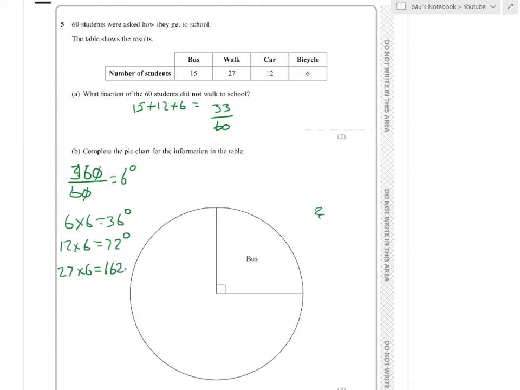So now you would use a protractor to fill this in properly. So I'm going to do that as this one, which is the bike, and I'm going to put my 36 degrees in there, twice as big as that, maybe there. I'm going to put 72 degrees in there, which is the car, and this one is 162 degrees, which is the walk.